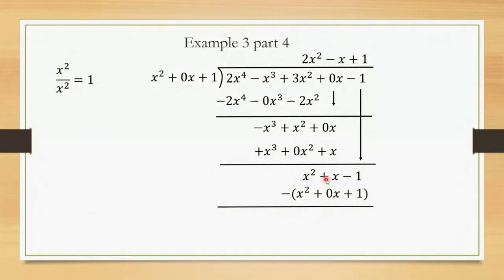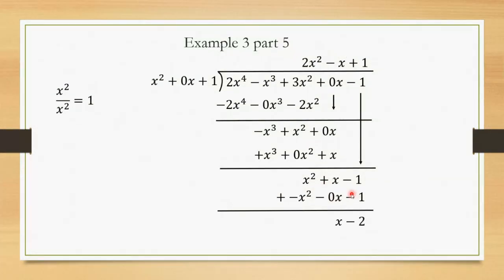Okay? And once we do that, again, I change it to adding the negative and distribute the negative. Doing so, what happens? Well, the x squares are gone. Here we have x plus negative 0x, which is just x. Negative 1 plus negative 1, that's negative 2. Okay? That's what we get here.